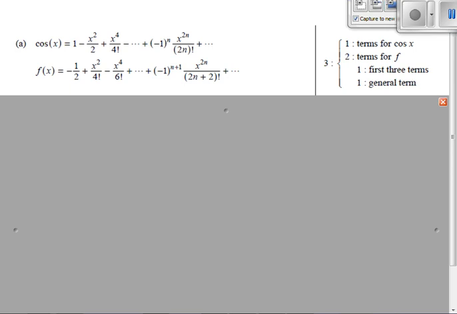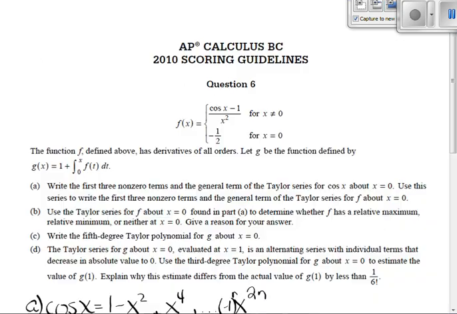So 1 point for the cosine function, and 2 points for the f function, and for just the first 3 terms, and then 1 point for the general term. So it's 3 points for part A. So you can get 2 fairly easily. Well, I think we're going to get in trouble later on.